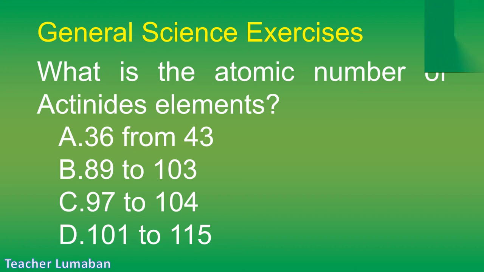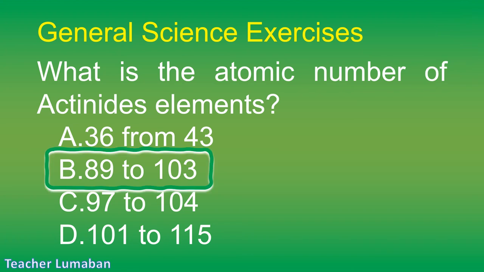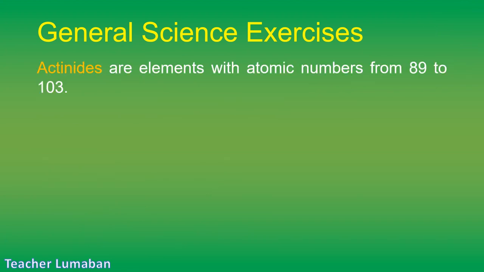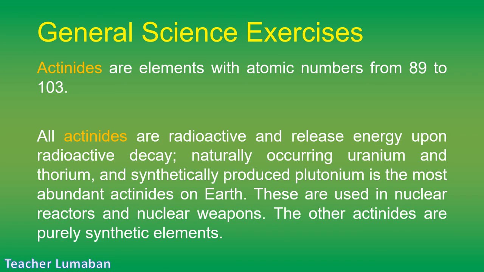The correct answer is letter B, 89 to 103. Actinides are elements with atomic numbers from 89 to 103. All actinides are radioactive and release energy upon radioactive decay. Naturally occurring uranium and thorium, and synthetically produced plutonium are the most abundant actinides on Earth. These are used in nuclear reactors and nuclear weapons. The other actinides are purely synthetic elements.